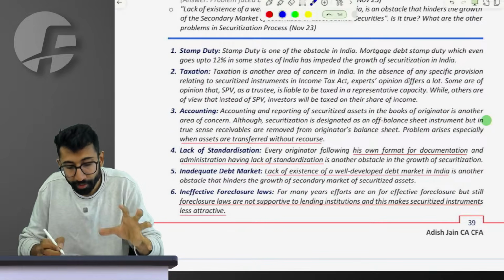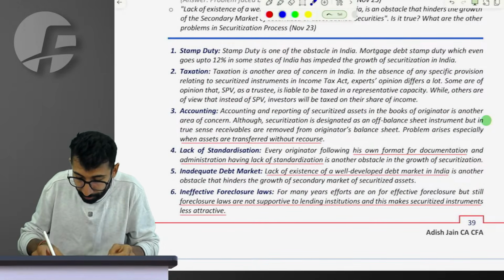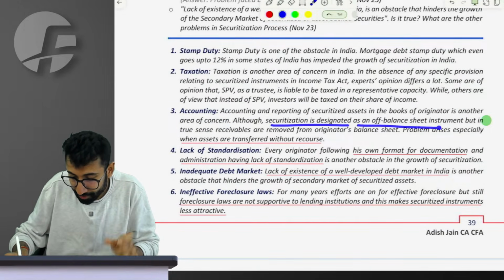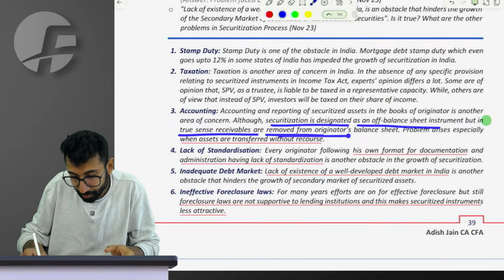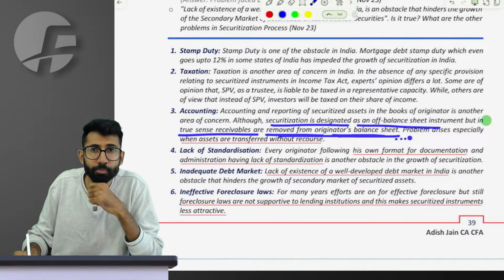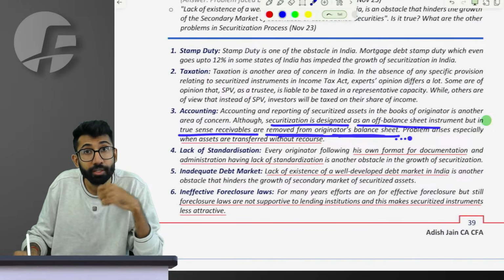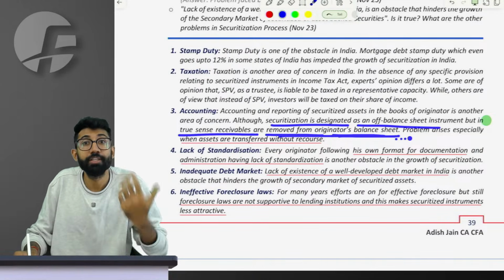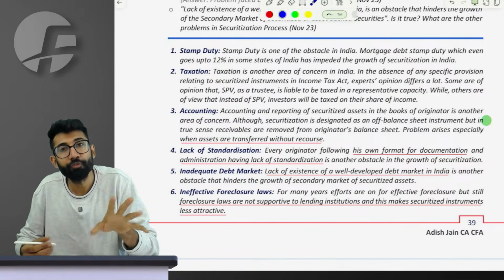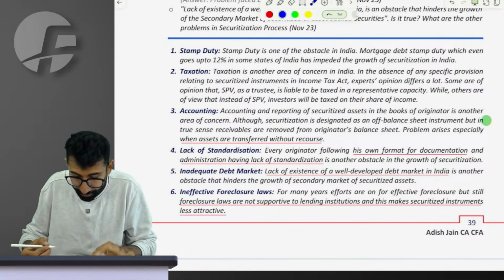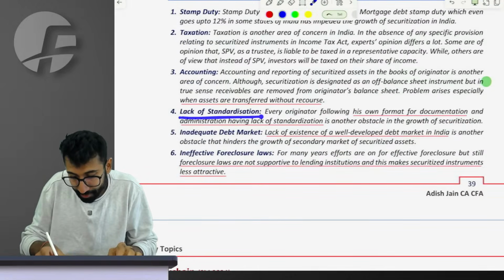There are no concrete accounting principles for that. Although securitization is designated as an off-balance sheet instrument, in true sense, receivables are removed from the originator's balance sheet. If they have gone, how is it a way of finance? It is like selling an asset. It is an alternative to finance, but it is not a way of finance. Sir, lack of standardization.